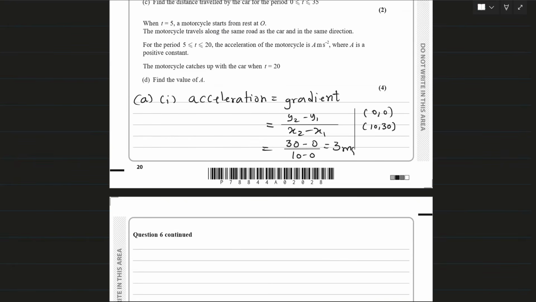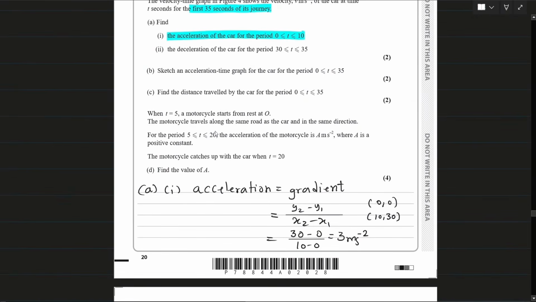So the acceleration of the car within the first 10 seconds is 3 meter per second square. The car is accelerating with an acceleration of 3 meter per second square. Its speed is increasing by 3 meter per second each second.